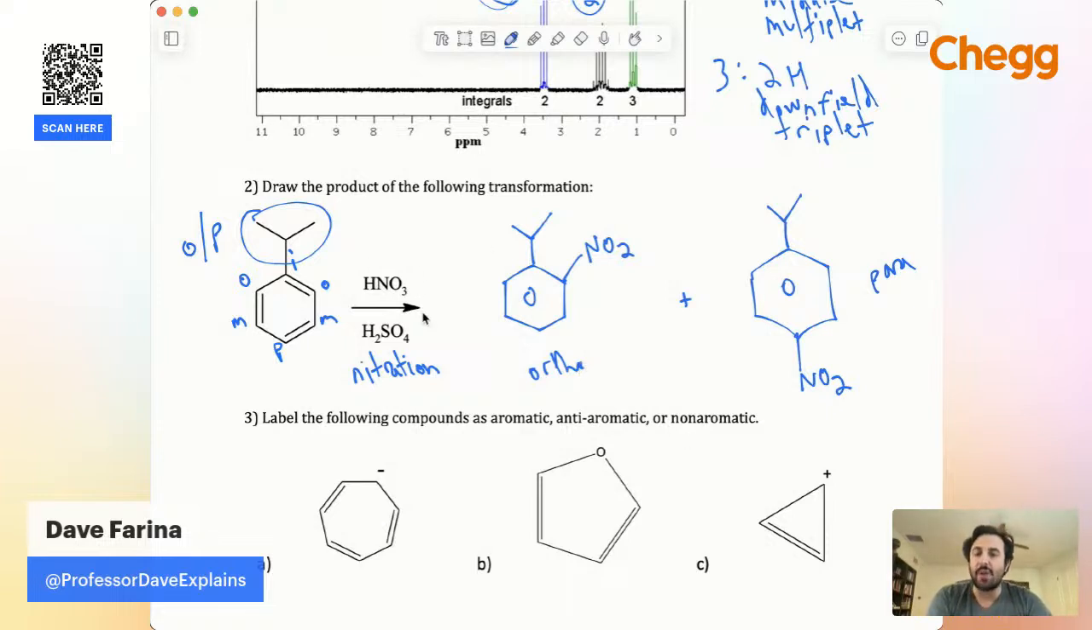So the first part was recognizing that these are the conditions for nitration. The second part was recognizing that this is an ortho-para director because it's an alkyl group. And then the third part was drawing the correct product. That would be it.